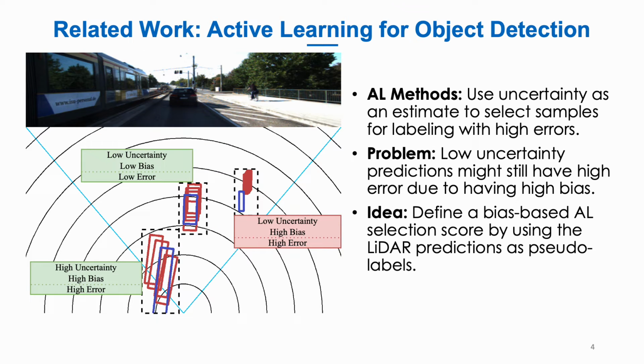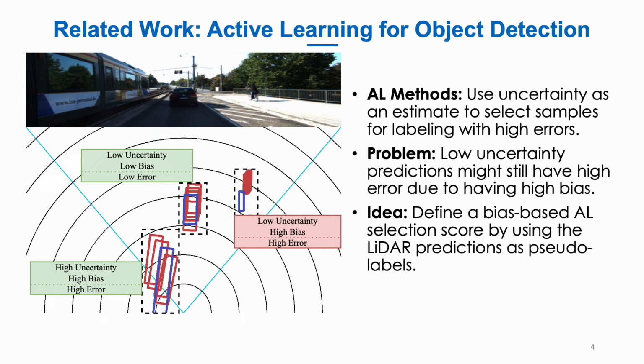Active learning methods are widely used as a strategy to select which of the unlabeled samples should be labeled. One of the most common ways is to use the uncertainty as an estimate to rank the samples for labeling and pick the samples with the highest score. However, with ground truth lacking, these methods typically cannot fully capture the error in the predictions. For example, here the samples on the right for the bike rider have low uncertainty, but they still have high bias, and this cannot be captured by traditional active learning methods with uncertainty.